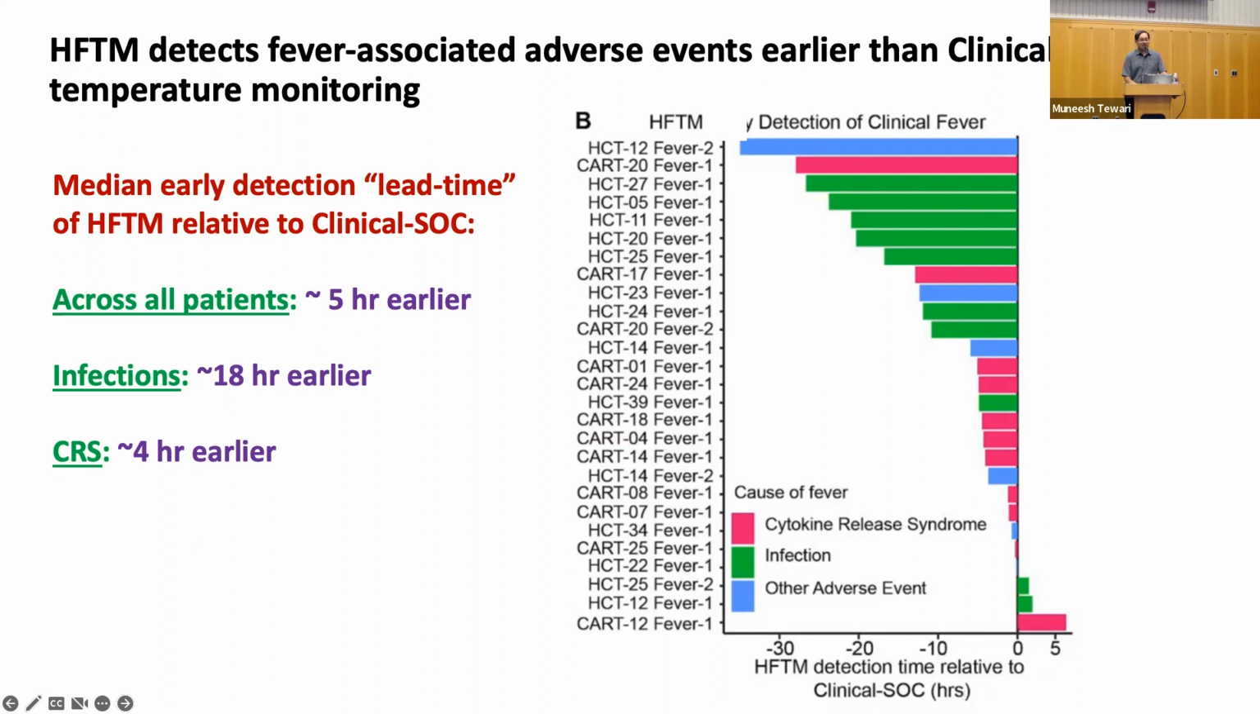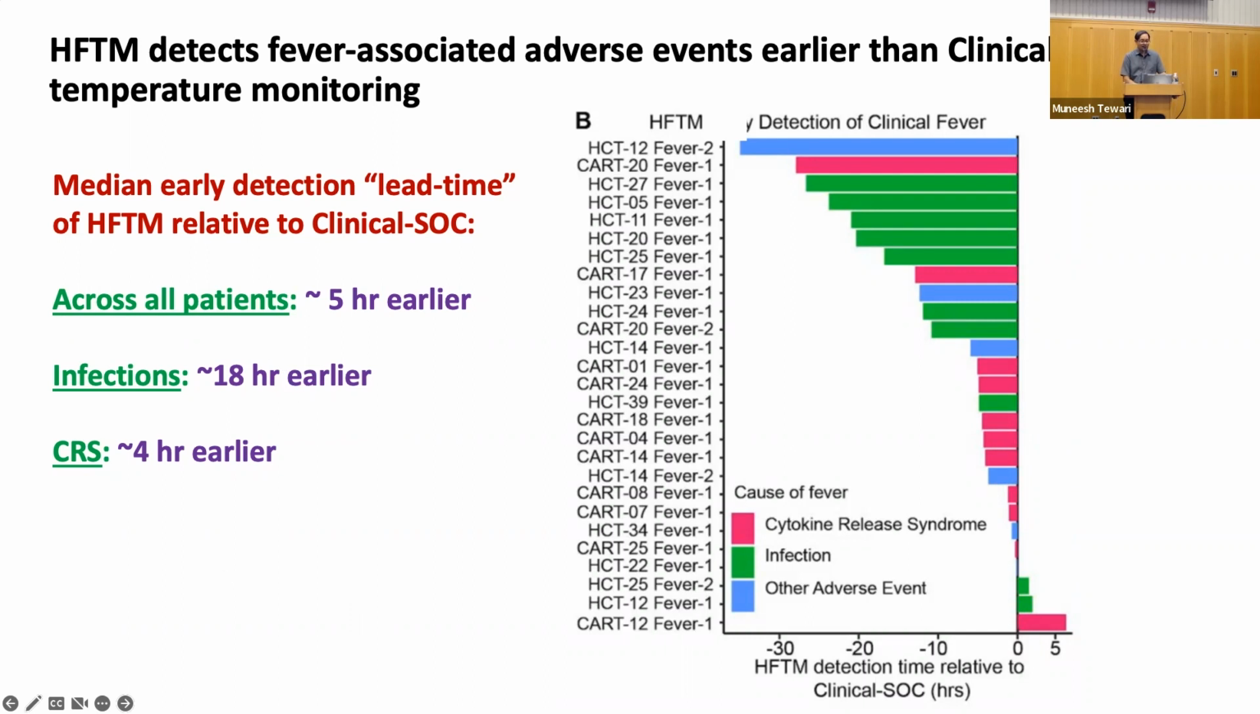And what you can see here is that in almost all of these cases, it was detected sooner by the continuous monitoring. The three cases where it was later, when we went back, it was actually missing data. The patch didn't connect well. There were some issues.